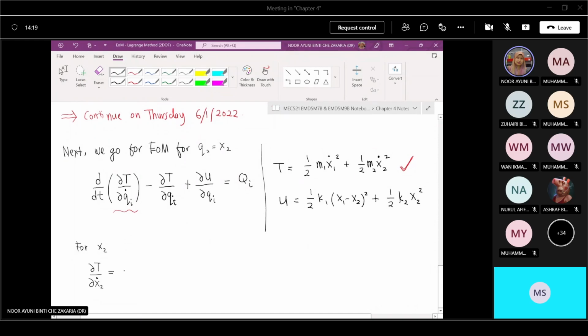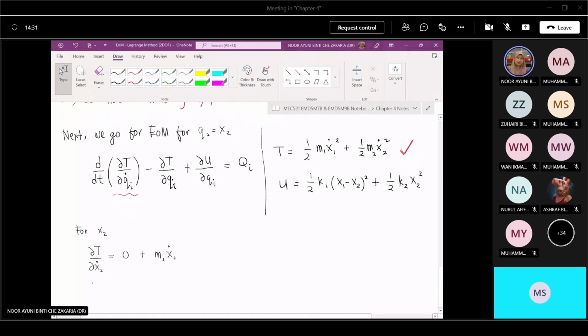So kita dapat, for x1 dot it is zero lah, because you don't have x2 dot here. And then we are going to have M2 x2 dot. And then differentiate over time what you have previously. And then we have M2 x2 double dot. Okay, now we go next.